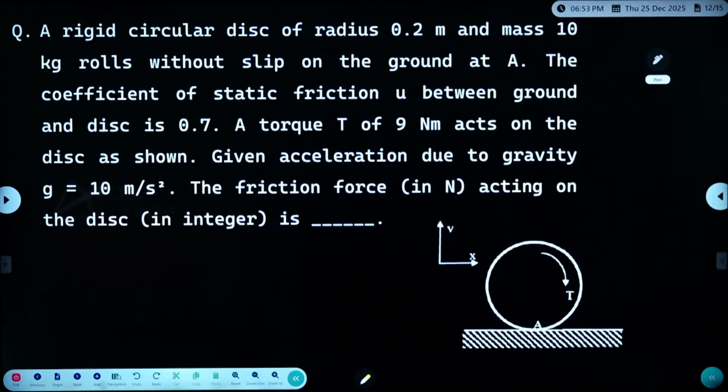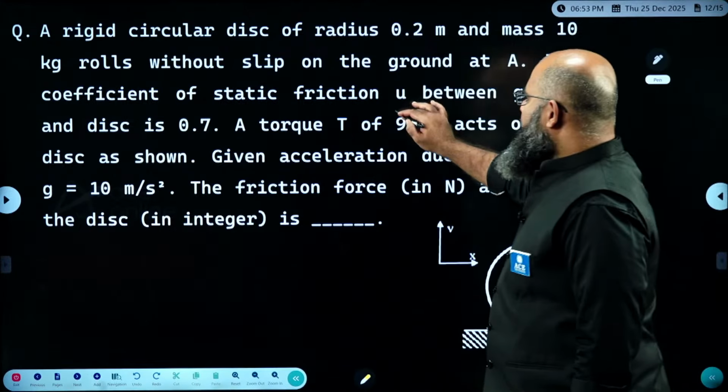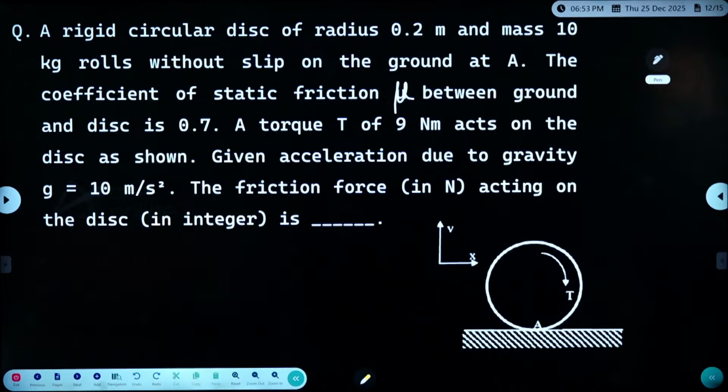The question over here is saying a rigid circular disc of radius 0.2 meter and mass 10 kg rolls without slip on a ground at point A. Bear in mind it is rolling without slip. The coefficient of static friction mu between ground and disc is equal to 0.7. A torque T equal to 9 Newton meter acts on a disc as shown. Given acceleration due to gravity is equal to 10 meter per second square. Frictional force acting on the disc in integer is equal to how much? So he wants over here integer value of friction force acting on the disc.